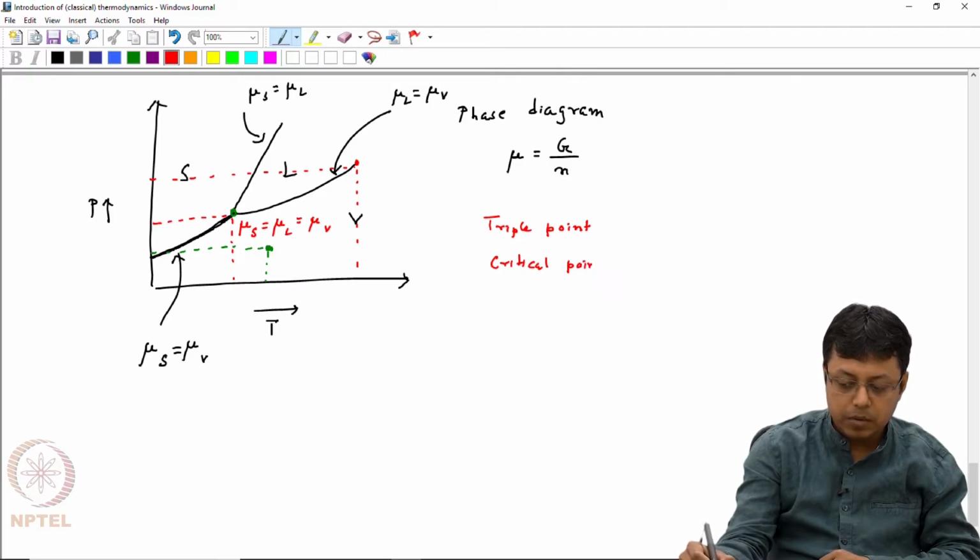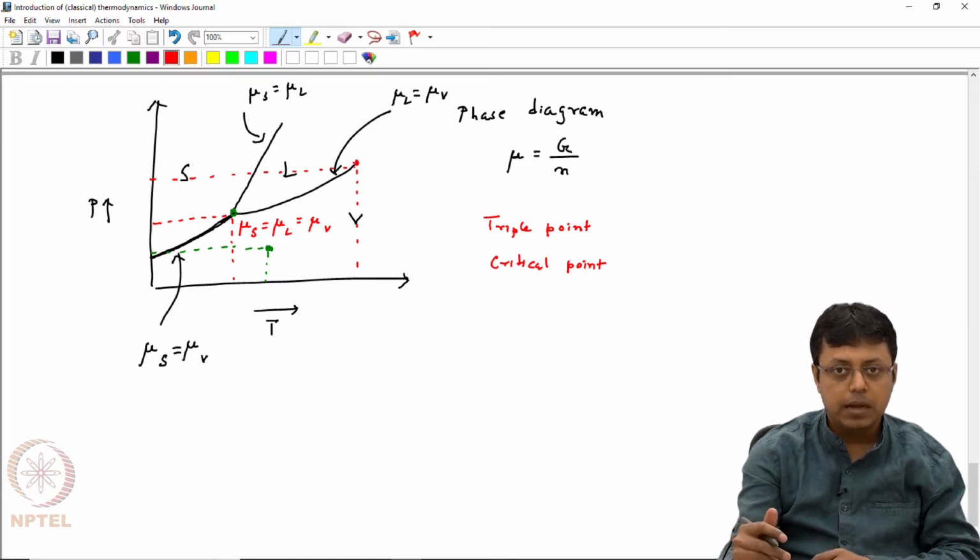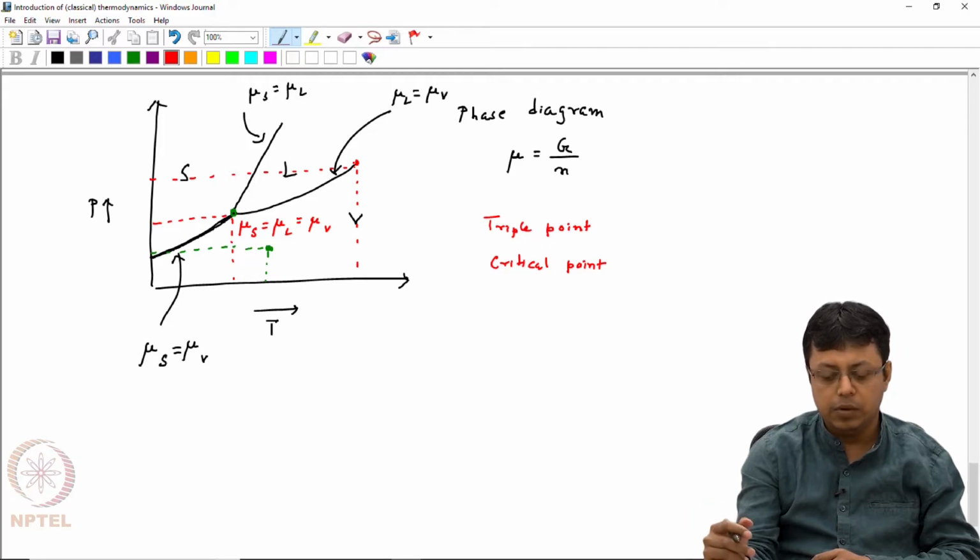So above the critical point, you have a state which is known as a supercritical state. It behaves as vapor-like, but it is not a true vapor. It is neither vapor nor liquid, so it is called a supercritical liquid.